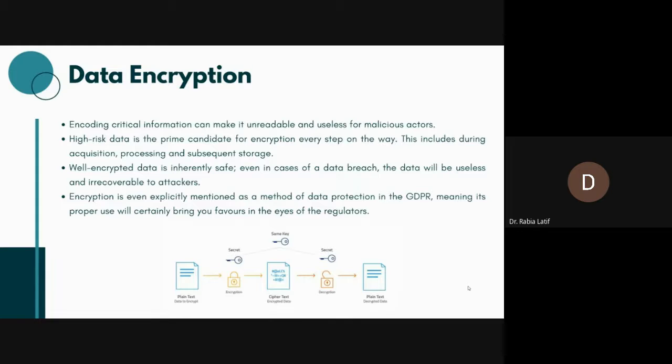So what is data encryption? Data encryption is encoding critical information and making it unreadable and useless for malicious users. It can be an attacker, hacker, or cracker. High-risk data is a prime candidate for encryption every step of the way. This includes data acquisition, when you are collecting the data.